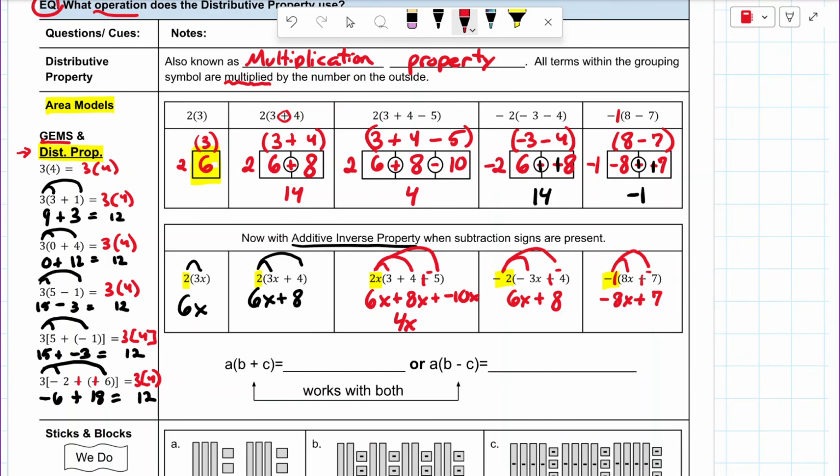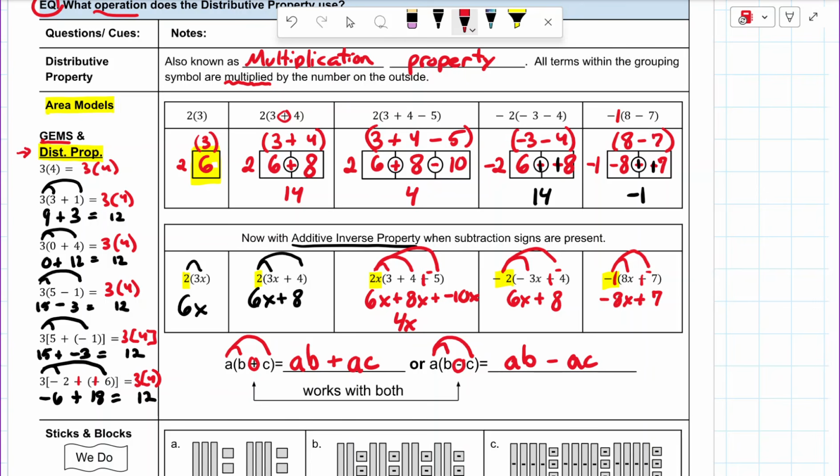We learned that distributive works with both addition inside and subtraction. A times B is AB, and A times C is AC. It's a plus sign, so we have a plus sign here. We also learned that with subtraction signs we could do the additive inverse, but we didn't have to. A times B is AB, and A times C is AC, and that's a minus sign, so you put the minus sign right there. All right, so that is the distributive property.